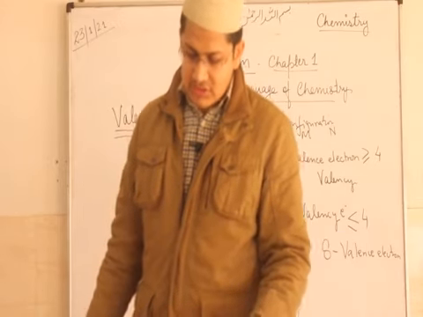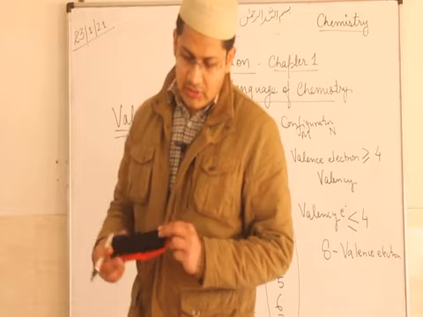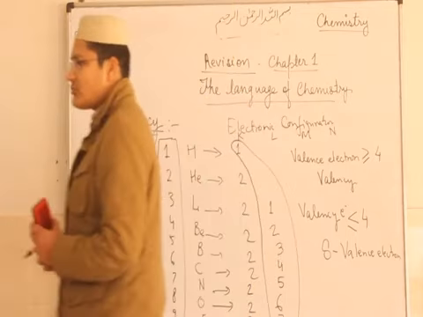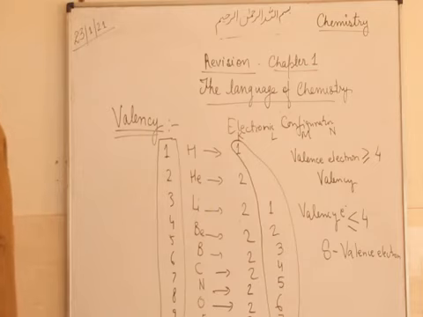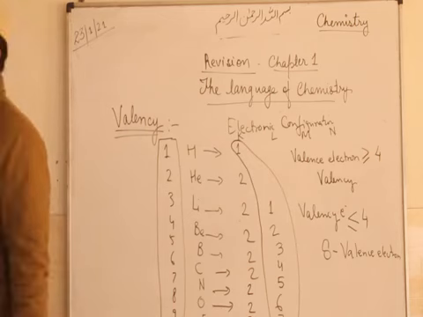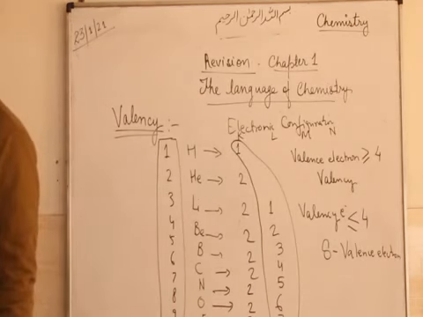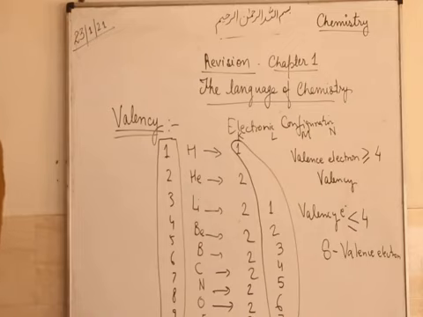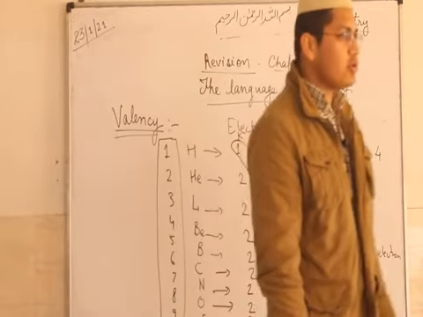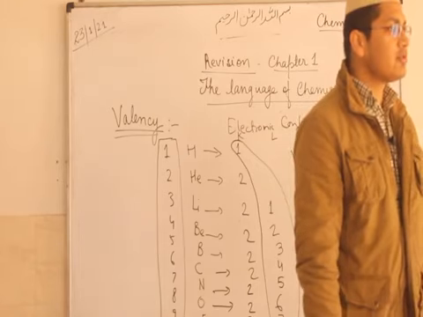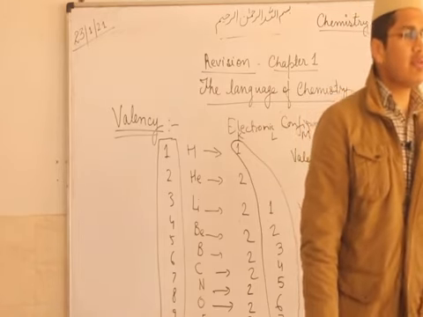Next is sharing of electrons. There are two main types of bond: ionic bond and covalent bond, and also coordinate. It is in chapter 3. Tell me about the covalent bond. Simply, you can say it is sharing of electrons.